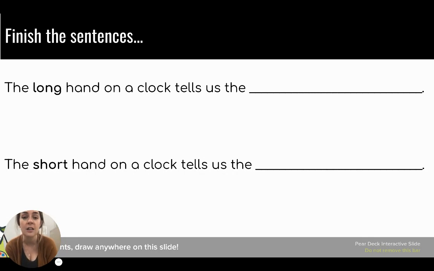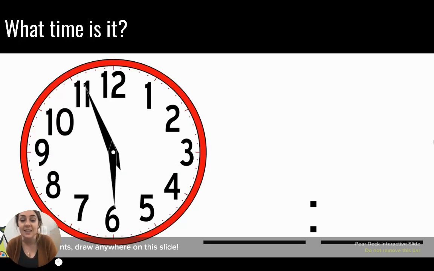So the longhand on a clock tells us, remember, minutes. So you're going to fill that in. The longhand on the clock tells us the minutes, and the shorthand on the clock tells us the hours. So you're going to fill in hours. All right, then this is your chance to practice telling time on your own.